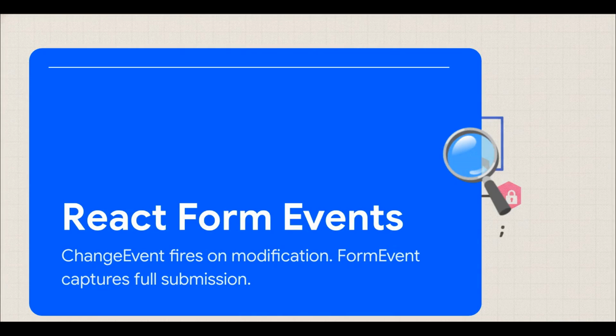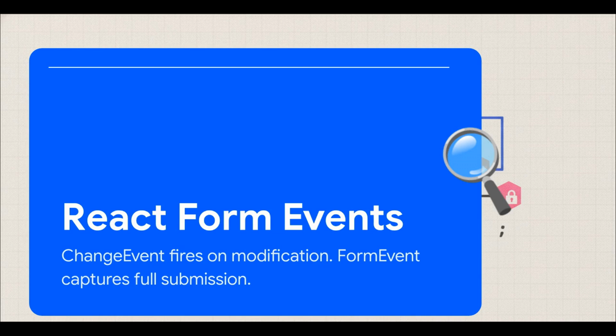When we connect our form architecture to TypeScript, we primarily deal with two distinct event types. A change event fires whenever a user modifies an input, a select dropdown, or a text area. A form event, on the other hand, represents the entire form element and captures the full submission action. Keeping these two clearly defined and separate is just vital for scale. By specifically typing a change event to an HTML input element versus an HTML text area element, you prevent yourself from accidentally calling properties that don't actually exist on specific DOM nodes.